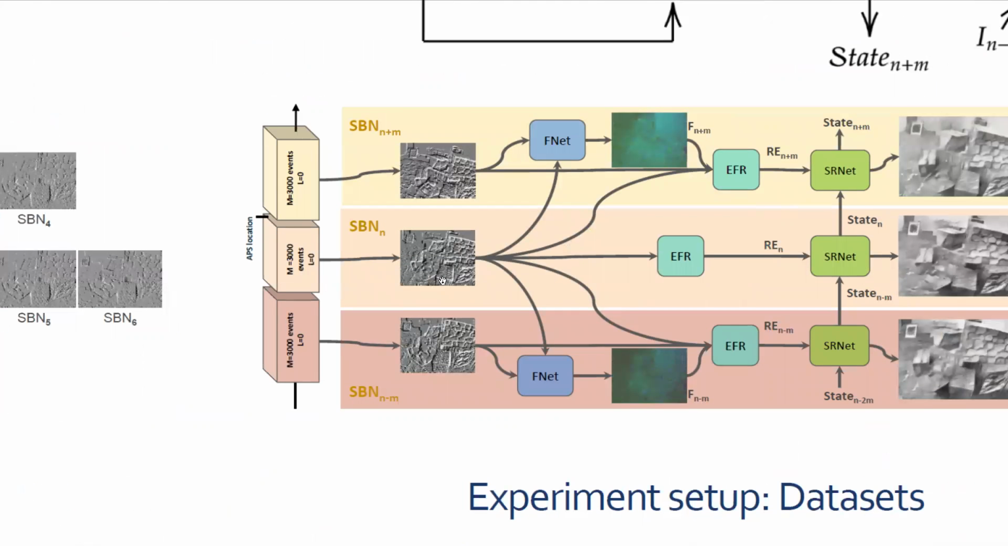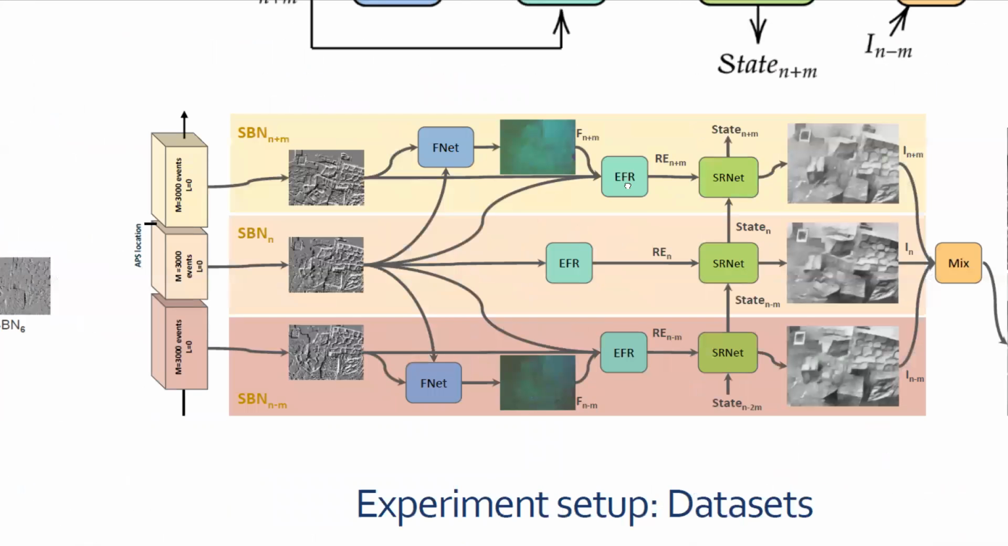We take the central stack and its next stack together and feed them to our flow estimation network to make the optical flow between the two stacks. This flow plus the stacks go to an event feature rectifier, EFR, to make the events have sharper edges. These rectified events plus a previous state go to the super resolution network, SRNet, to make the next hidden state and also an intermediate intensity image output, IN plus M.